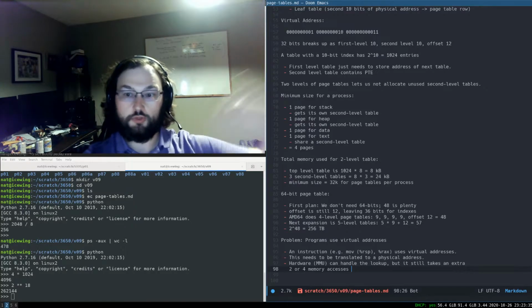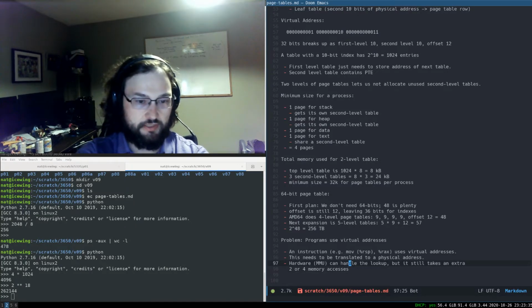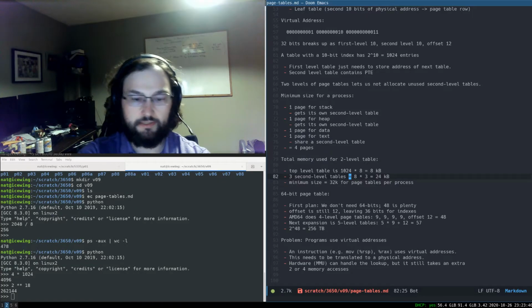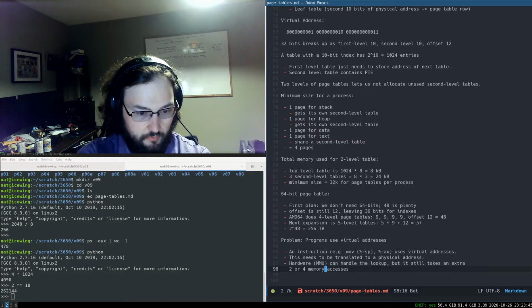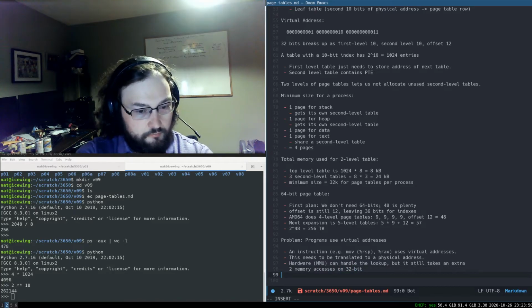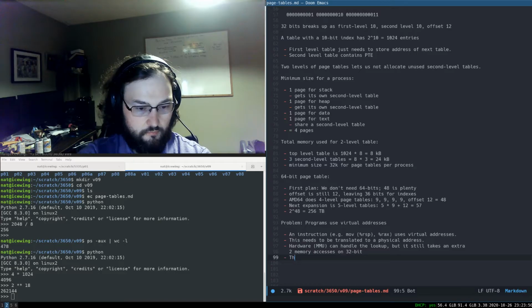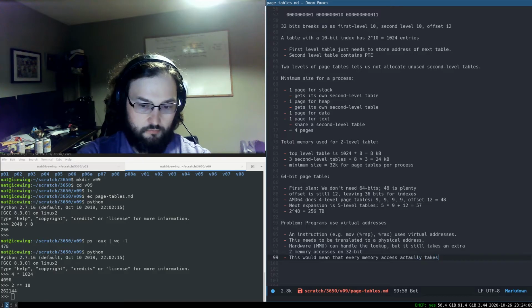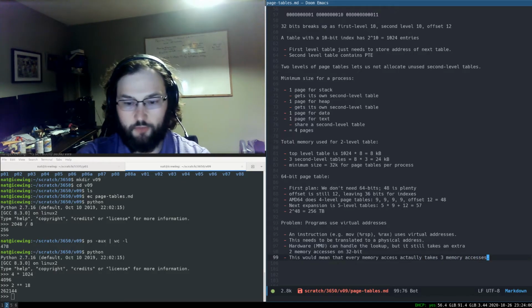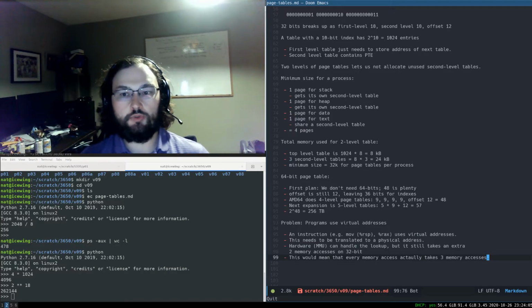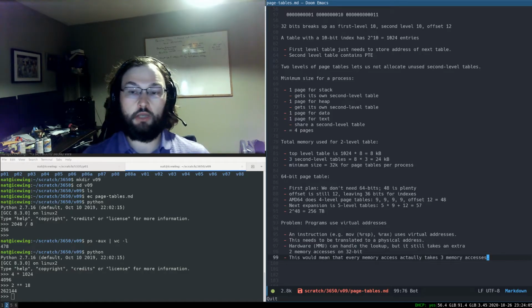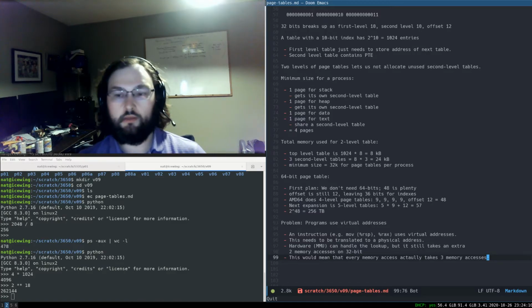Before we can go ahead and access memory, we first have to look up the translation from virtual to physical, and that means on a 32-bit system we have to access the top level table, we have to access the second level table, and then we can finally do the thing that we wanted to do. Which would mean that every memory access actually takes 3 memory accesses, which would mean that we are a factor of 3 slower at a lot of stuff executing code than we would be if we weren't using virtual memory.